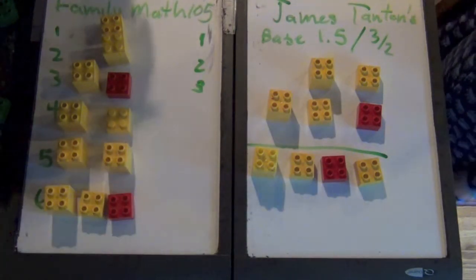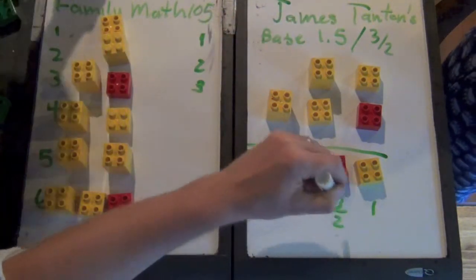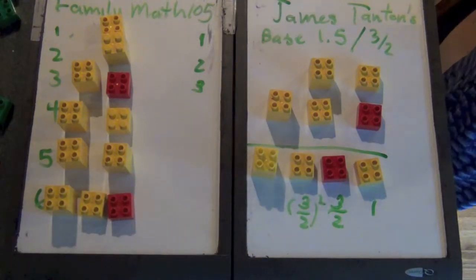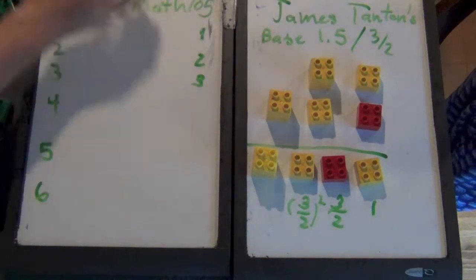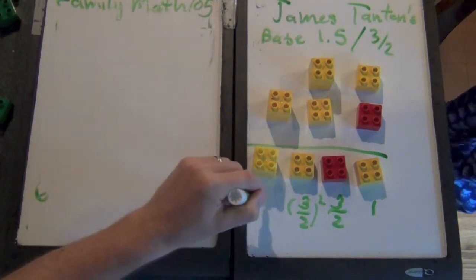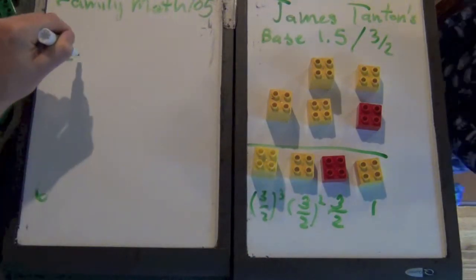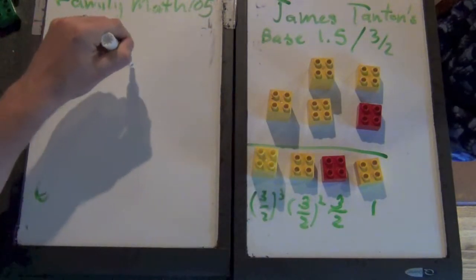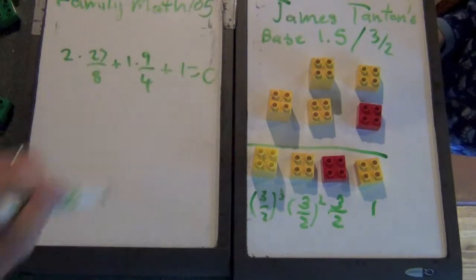And if we're trying to understand, he says this is base 3 halves. So this will be the 1's digit, the 3 halves digit, the 3 halves squared digit, which is what? It's 9 fourths. And then what's 3 halves cubed? 27 eighths. All right, so now what this is saying is 2 times 27 eighths plus 1 times 9 fourths plus 1 should equal 10.